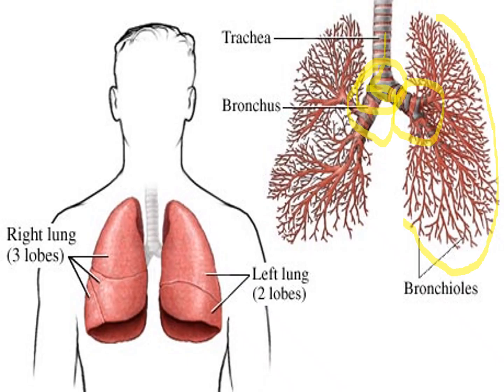So 23 levels of bifurcations, all the way leading up to those microscopic terminal structures that we know of as alveoli, where gas exchange takes place.